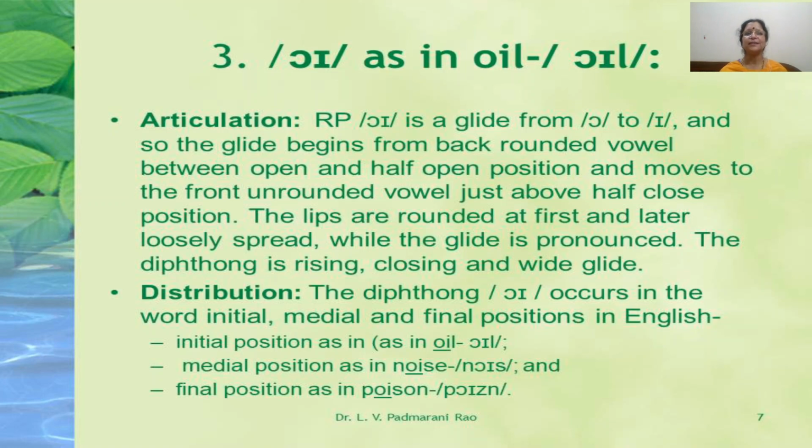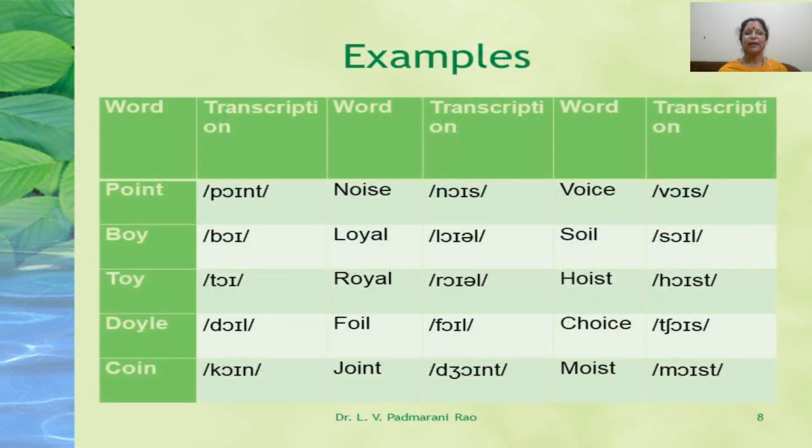Distribution-wise, the OI sound occurs in all the three positions, as you could find in OIL, oil, in the initial position; NOISE, noise, medial position; and POISON, poison, where the OI is in the medial position. More examples for the OI sound are POINT, point; BOY, boy, final position; TOY, toy, final position; DOYLE, Doyle, Arthur Conan Doyle, the one who has written Sherlock Holmes.